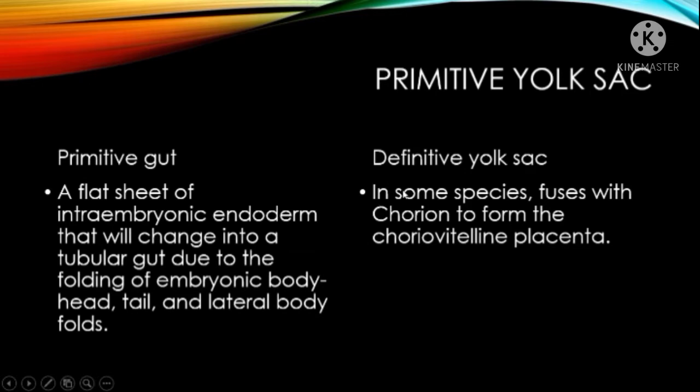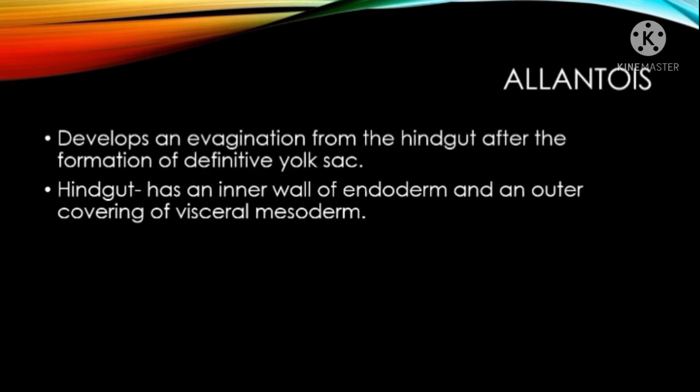The definitive yolk sac, in some species, fuses with the chorion to form the choriovitelline placenta, which will be discussed later. The allantois develops an invagination from the hindgut after the formation of the definitive yolk sac. Hindgut has an inner wall of endoderm and an outer covering of visceral mesoderm.